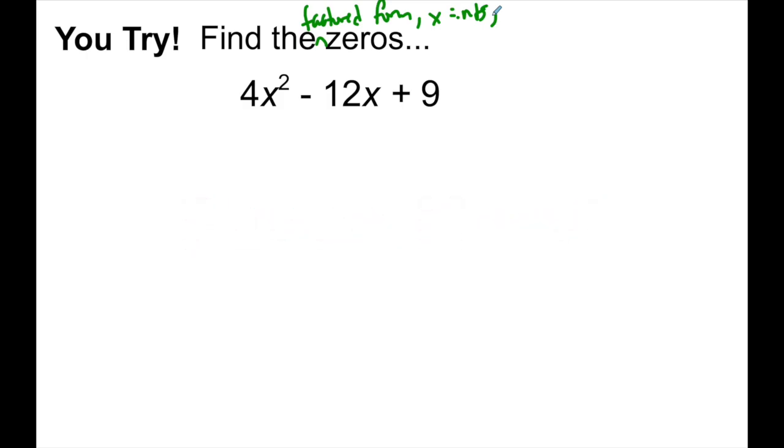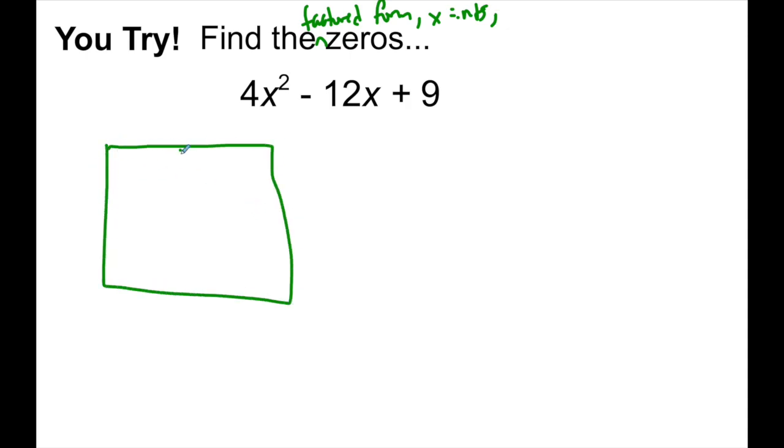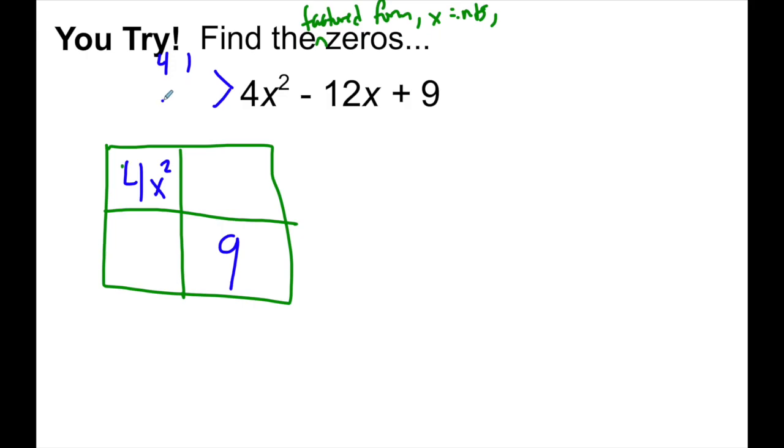Alrighty, so again, we're just going to try to box this one out. So I know what goes here. It's going to become 4x squared. What goes here? 9. So how do I get 4x squared? Well, this can be a couple different ways. So here I've got a 4 and a 1, or a 2 and a 2. Here I've got a 3 and a 3, or a 1 and a 9.